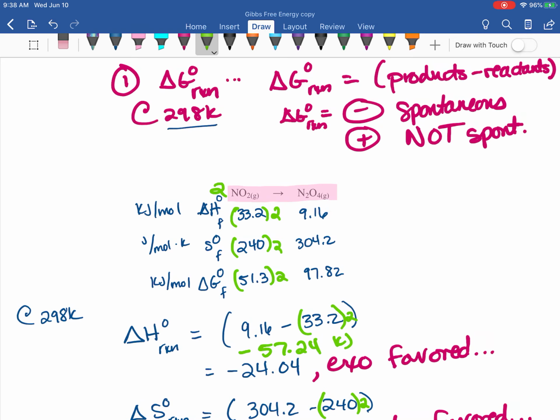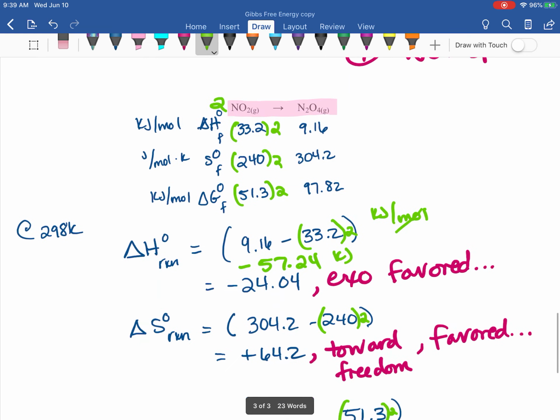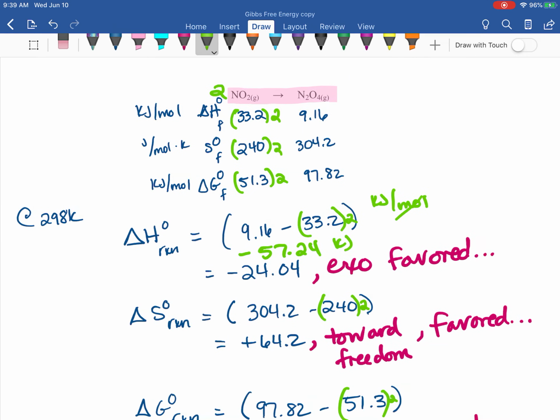I'm going to go ahead and add my units, kilojoules. Now, if I had remembered that this was kilojoule per mole and I needed to cancel the moles, that might have reminded me to add my moles.